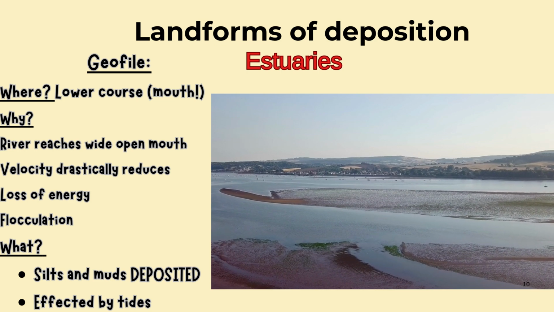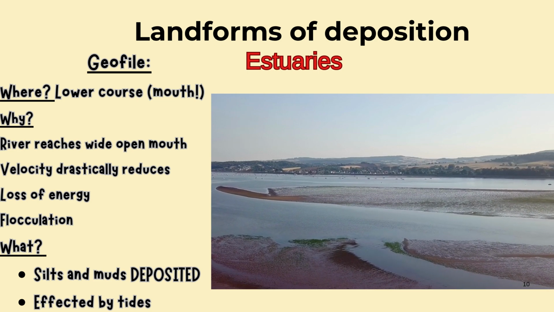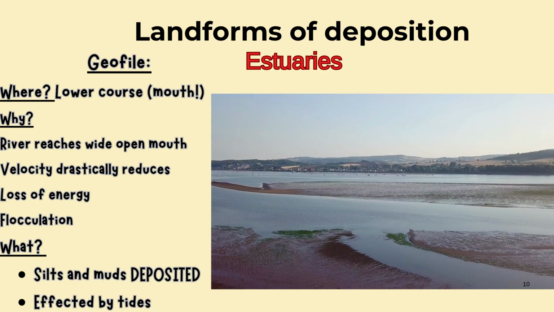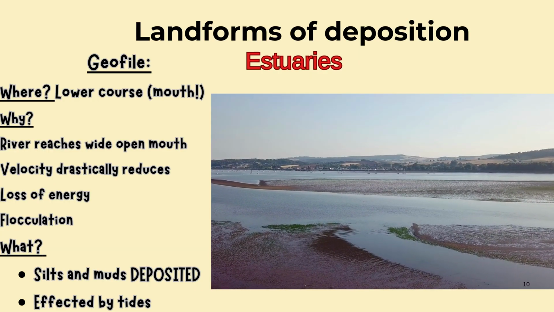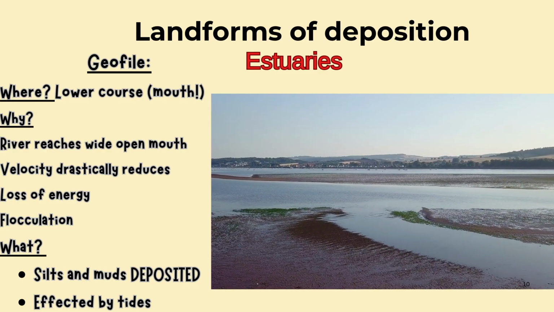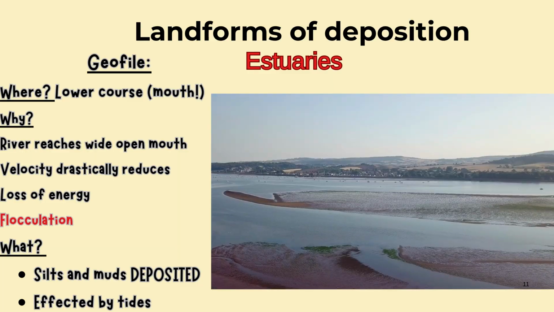Finally then, estuaries. This is at the mouth of the river. This is where the river is really coming to its end. Huge loss of energy. And that is because the river by this point is so wide and so deep. So velocity really, really reduces. And we get what's called flocculation.